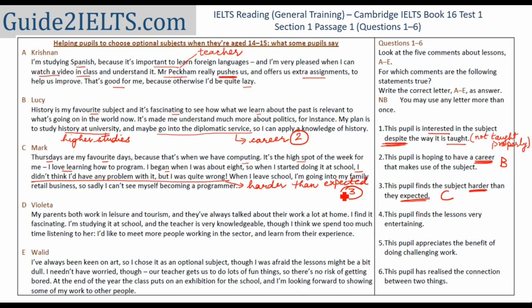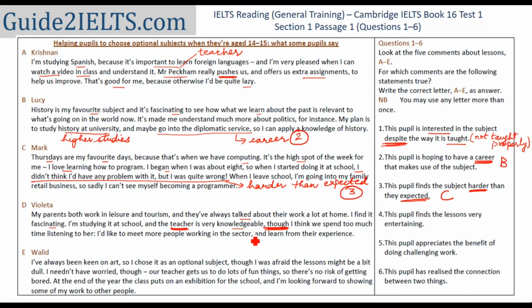D now. My parents both work in leisure and tourism. Talked about their work a lot at home. Fascinating. Studying it at school. The teacher is very knowledgeable. Though I think we spent too much time listening to her. I'd like to meet people working in the sector. I have a feeling this could be the answer to the first one, because it says something positive about the teacher, that the teacher is knowledgeable. But it seems that maybe she just talks a lot about the subject and doesn't give practical knowledge, because with this word though, a negative is conveyed. Teacher is knowledgeable, but. So that's a negative. I'm not 100% sure though.